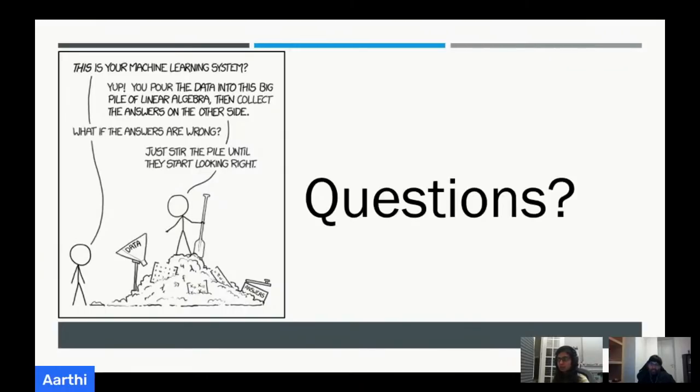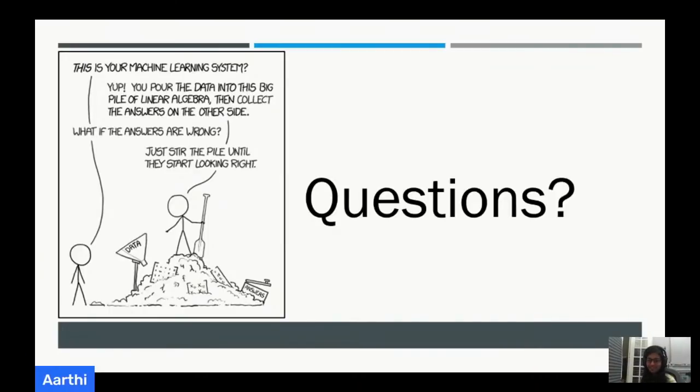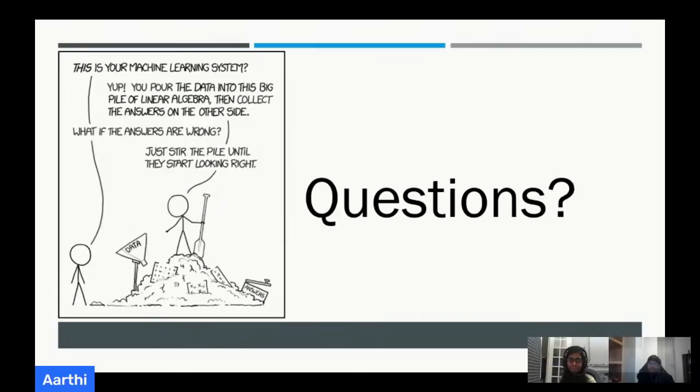Exploratory data analysis is a huge step. It consumes a lot of time. Going back to the pie chart, I think that's where the majority of the time is being spent. True.